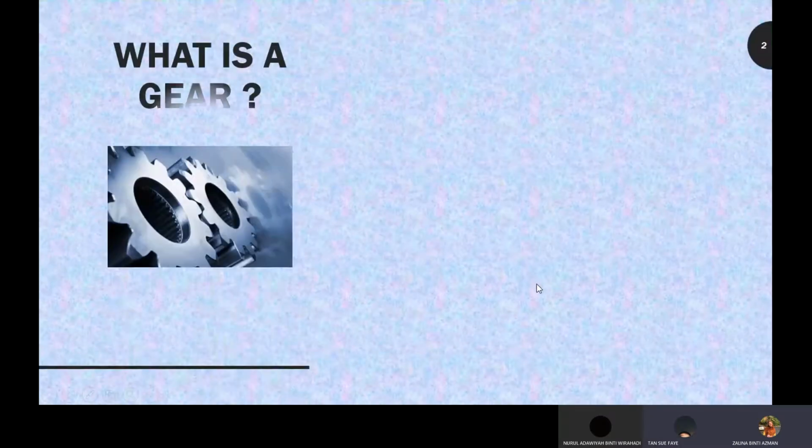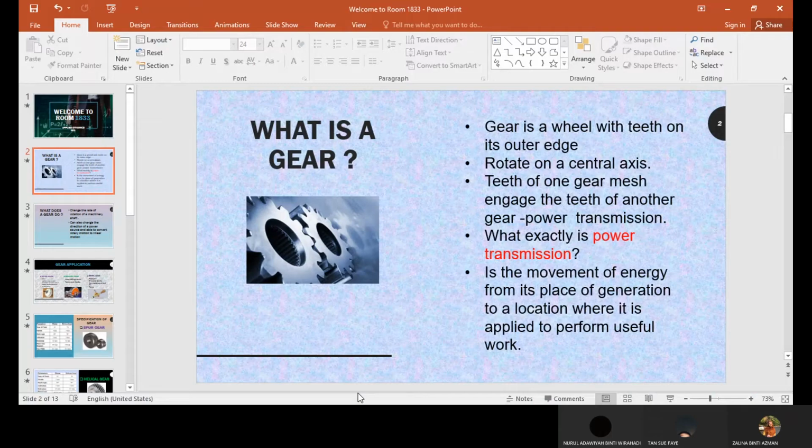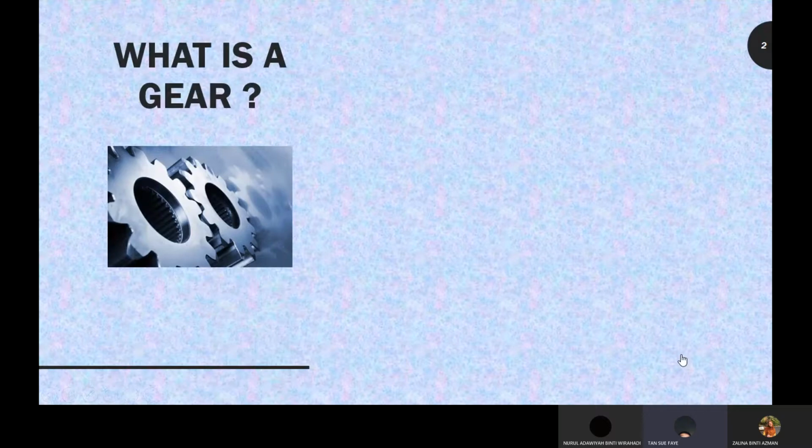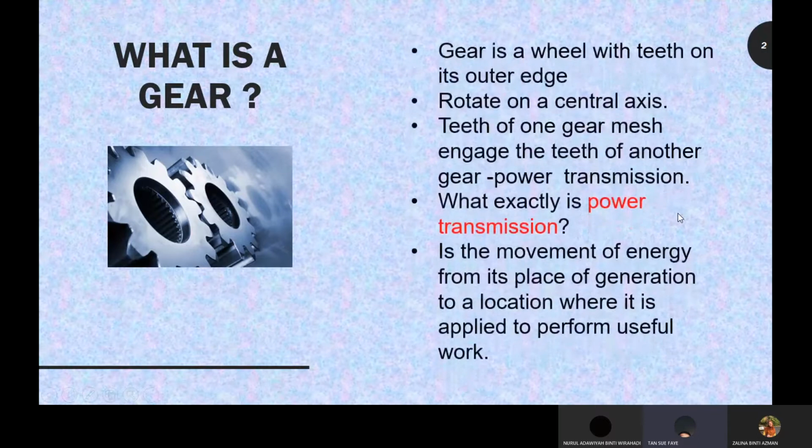So we have the first one. What is a gear? A gear is basically a wheel with teeth on its outer edge, and it will rotate on a central axis. The teeth of one gear will mesh and engage the teeth of another gear, which will result in power transmission. So what exactly is power transmission? Power transmission is the movement of energy from its place of generation to a location where it is applied to perform useful work.